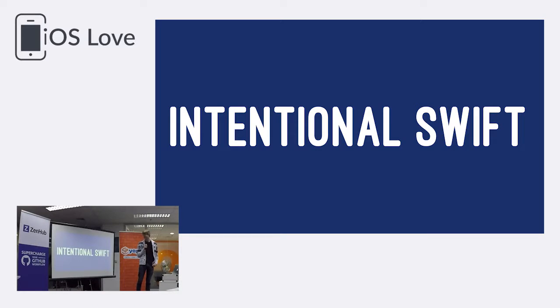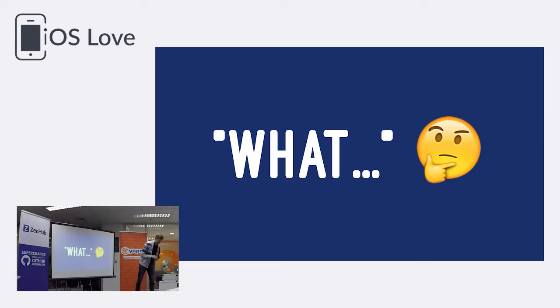So my talk is called Intentional Swift. It's about communicating your intentions more clearly in your Swift code. When you're reading someone's code, it can become confusing pretty quickly, and all this confusion can cause loss of productivity, more bugs, and a host of other problems. So in this talk, I want it so that after you implement these things, people look at your code and they won't say, what's going on?